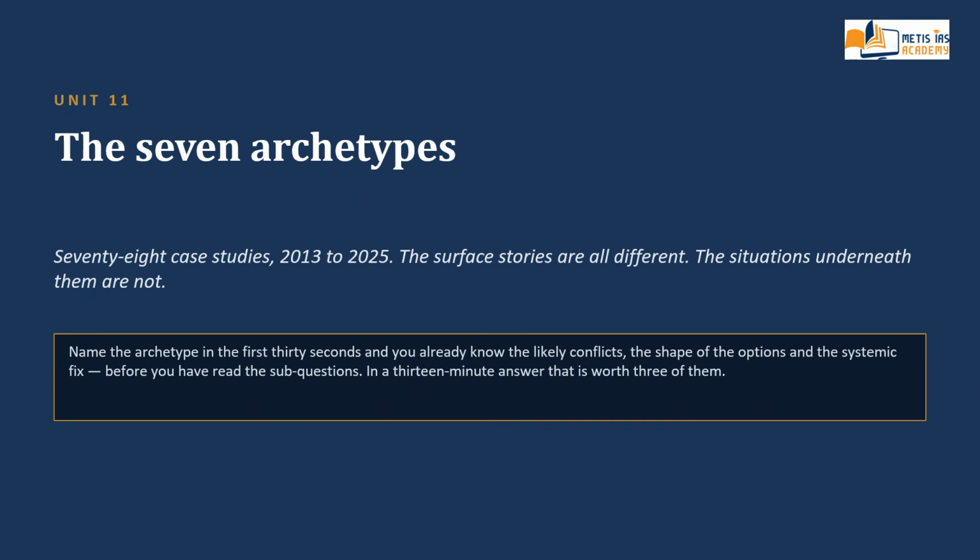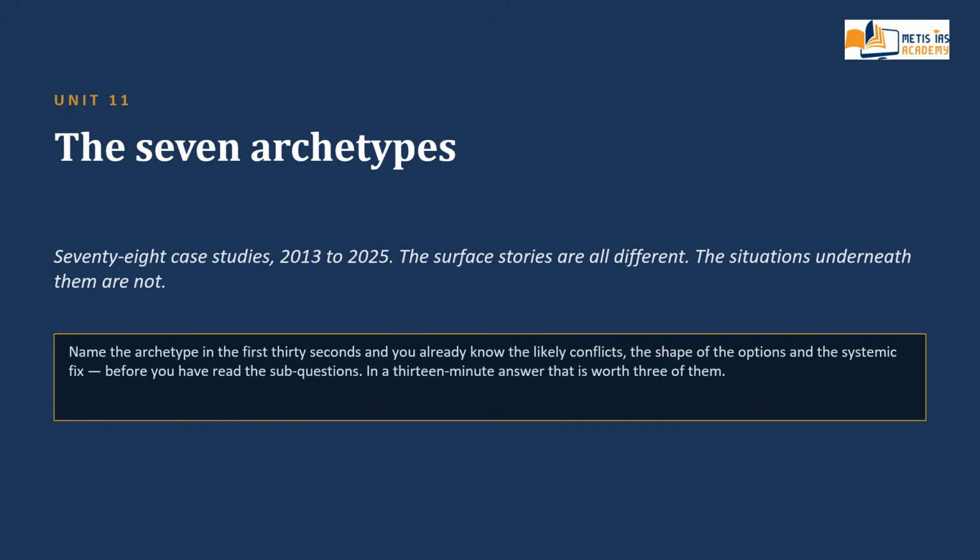So 78 case studies have been set between 2013 and 2025. The surface stories are all different: a landslide, a tire contract, a border at midnight. The situations underneath them are not. Seven recurring situations account for about 7 in 10 of them. And I want to be precise about that number rather than overstate it, because you will read elsewhere that every case maps onto a small set of archetypes. Counted case by case, it does not.